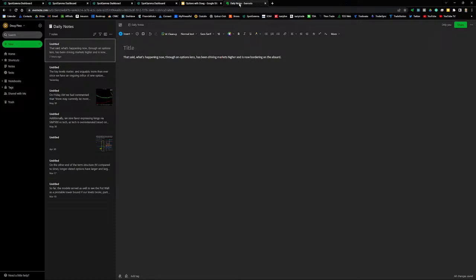And I want to point out the Spotgamma AM Founders Note. Spotgamma provides an AM and PM Founders Note that provides some additional insight. The last few days, Spotgamma has been talking about consolidation after expiration today, and today they were actually using the word correction, I guess, given the wild rally yesterday. So this was, I think, an interesting quote from the AM Founders Note today, and occasionally I like to show a little snippet from the AM Founders Note indicating that what's happening now through an options lens has been driving markets higher and now is bordering on the absurd. And I can't help but to agree with that.